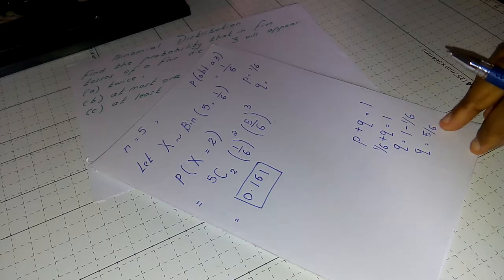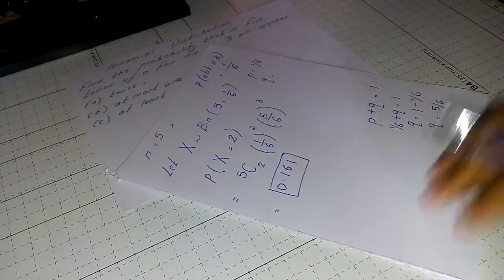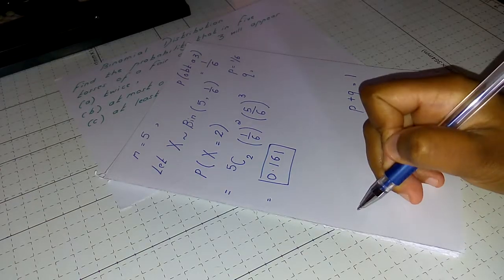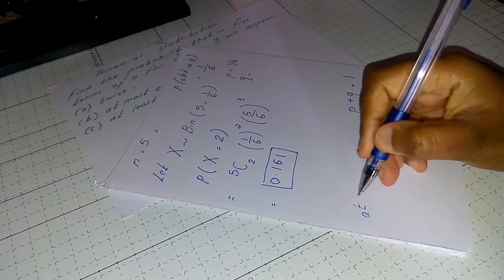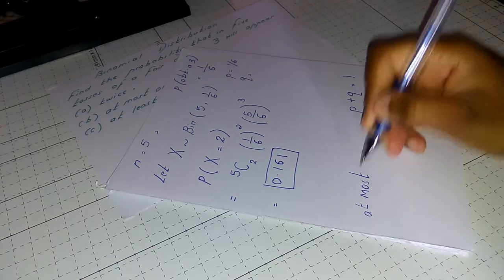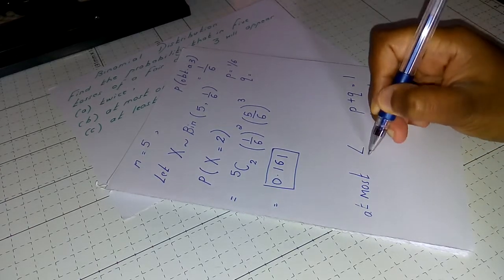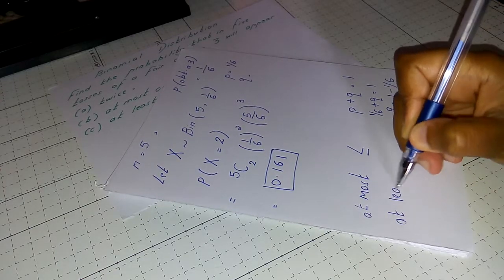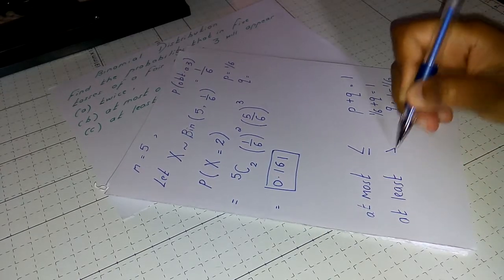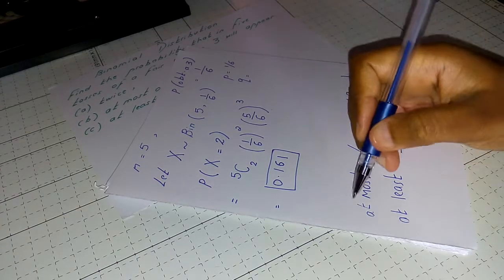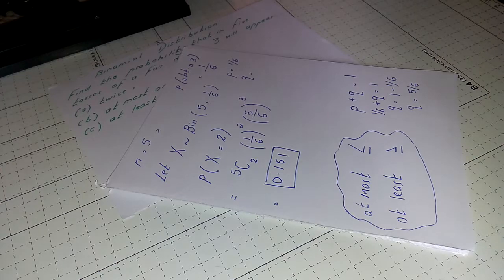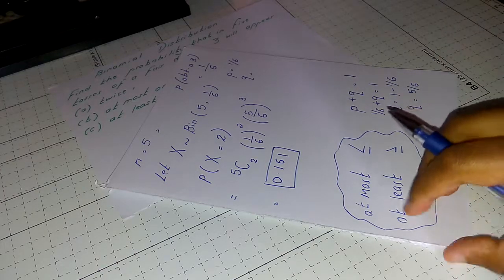Now part B, at most 1. In statistics, there are 2 things you have to always remember. When it says at most, it always means less than or equal to. When there is at least, it means greater than or equal to. You have to remember these 2 things in order to get the probabilities correctly.